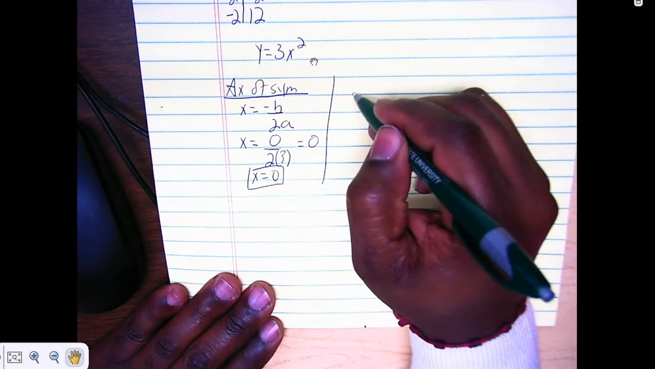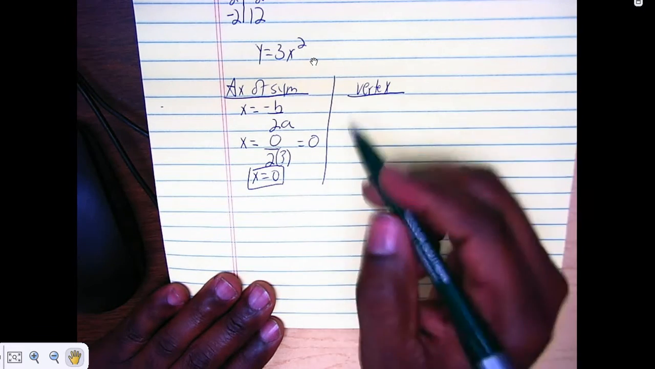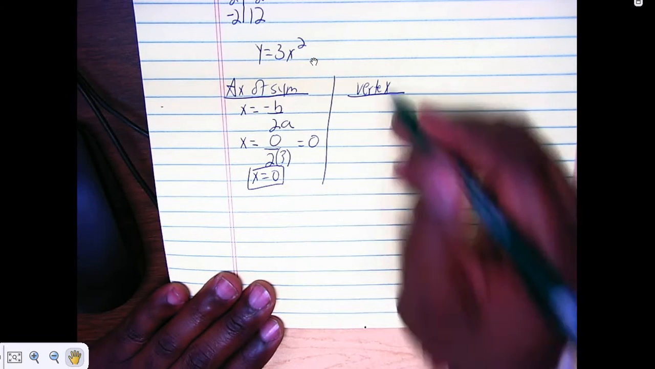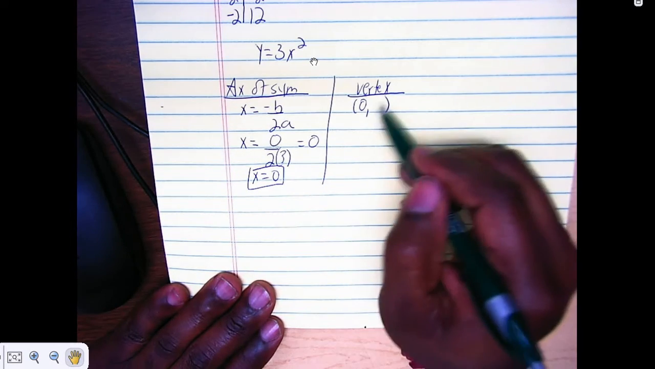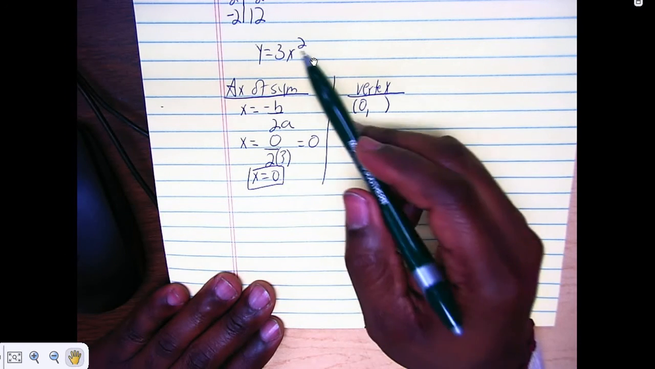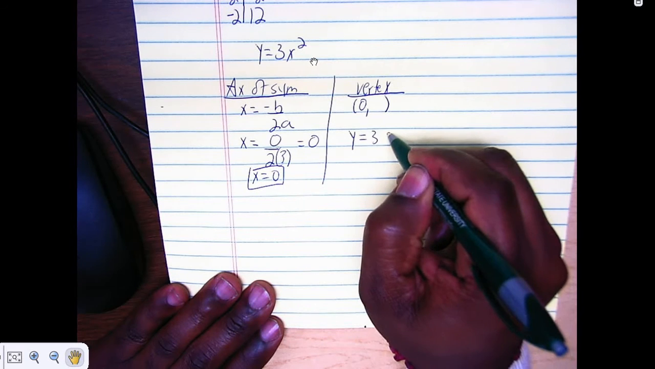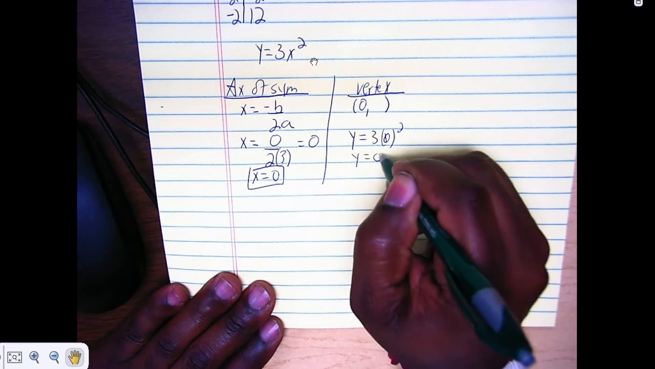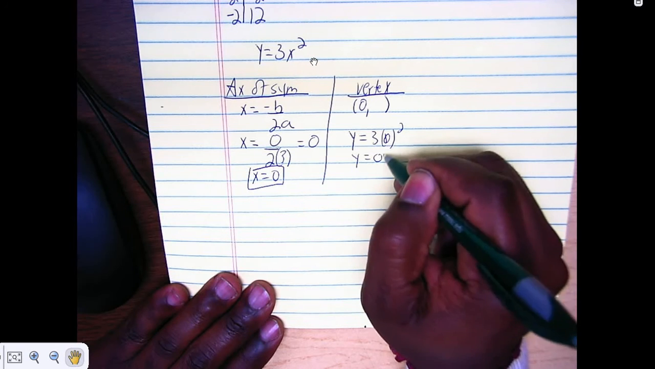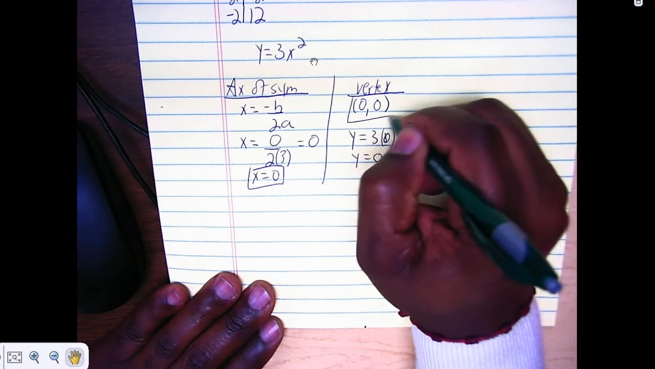Alright, what about the vertex? If you want to know the vertex, you take your x and put it in for the x coordinate there. Now in order to find the y, we take x and substitute it in for x here. So when we do that, we get y equals 3x squared, which is simply just 0, because that's just 0, and then 3 times 0 is 0. So our vertex is 0, 0.